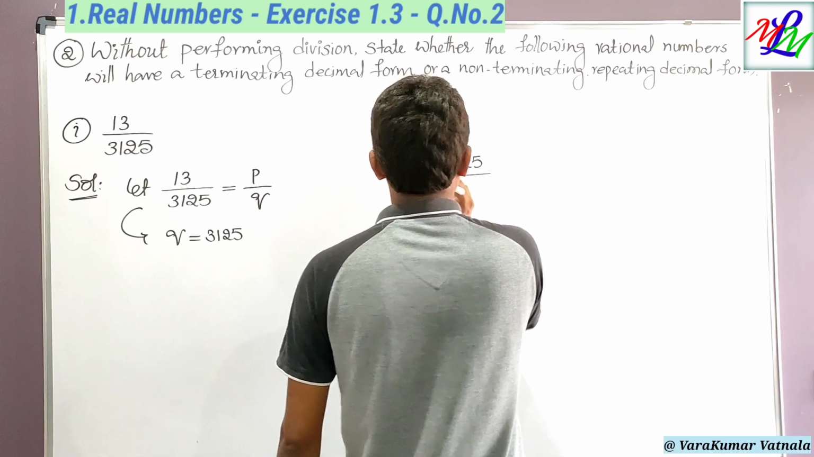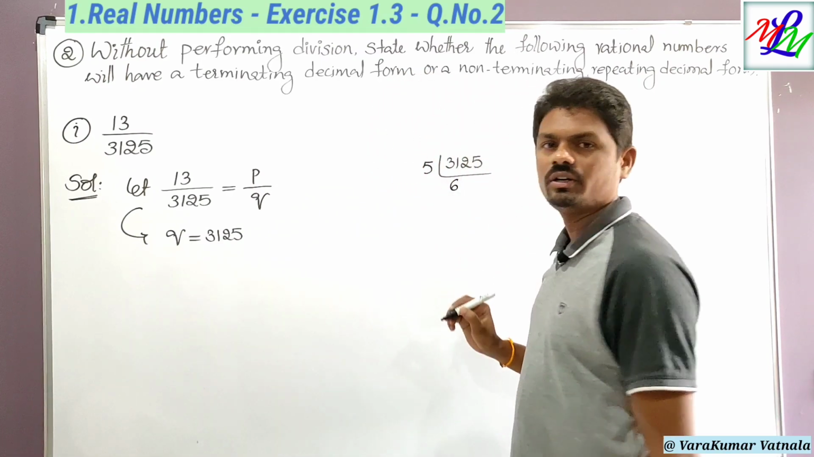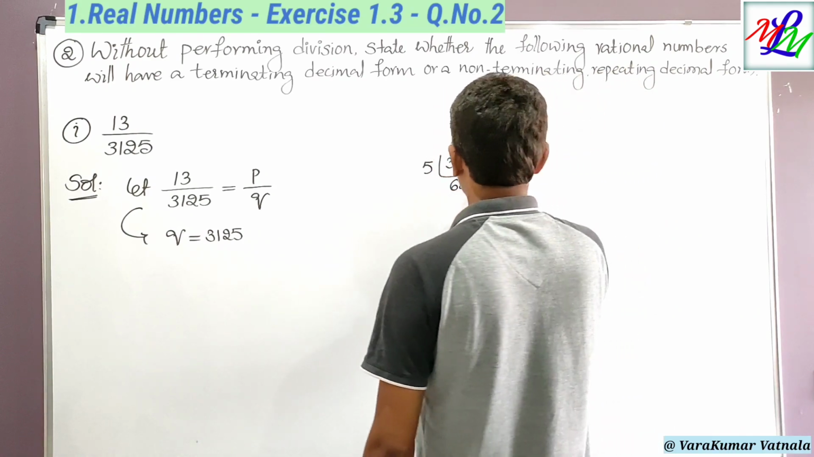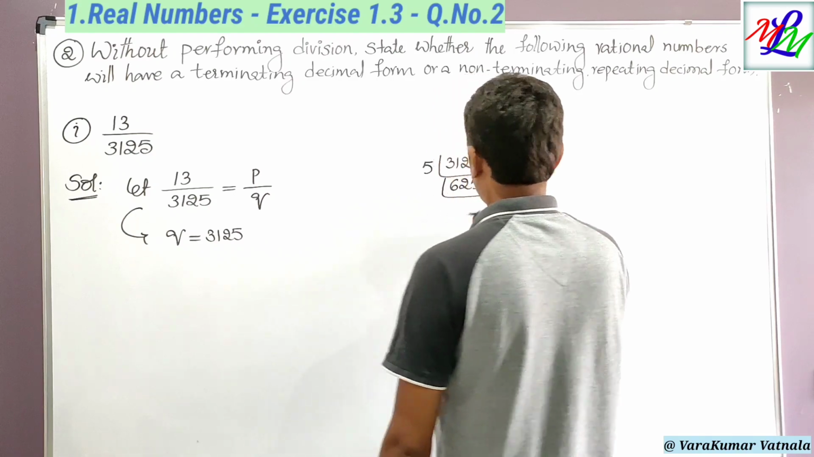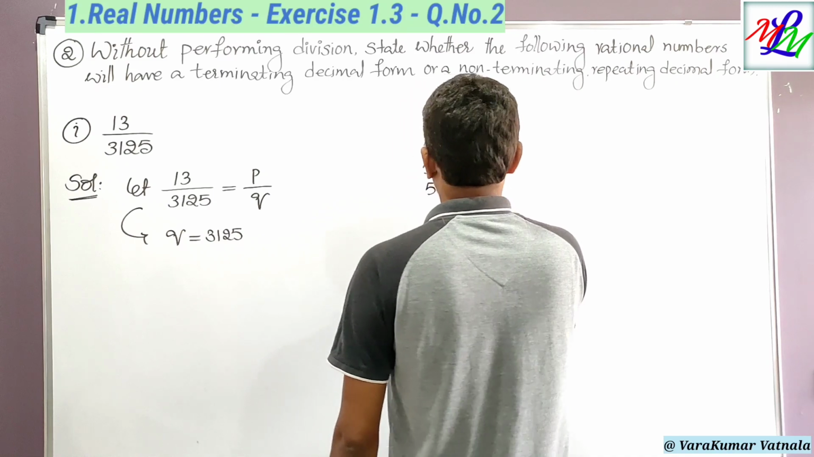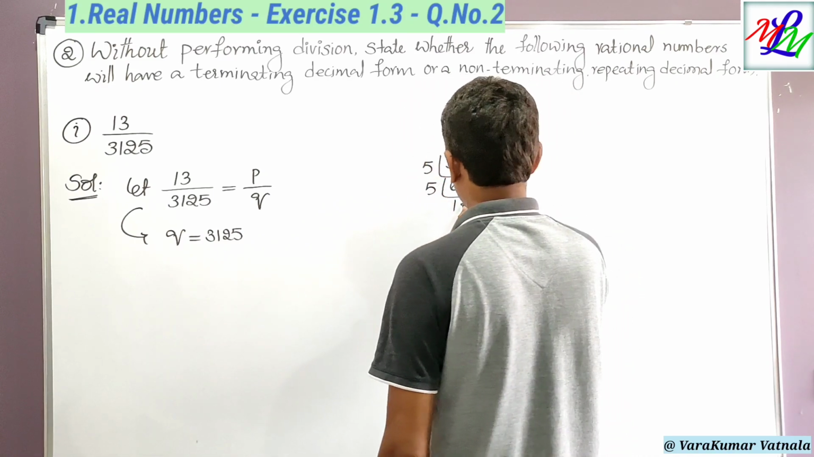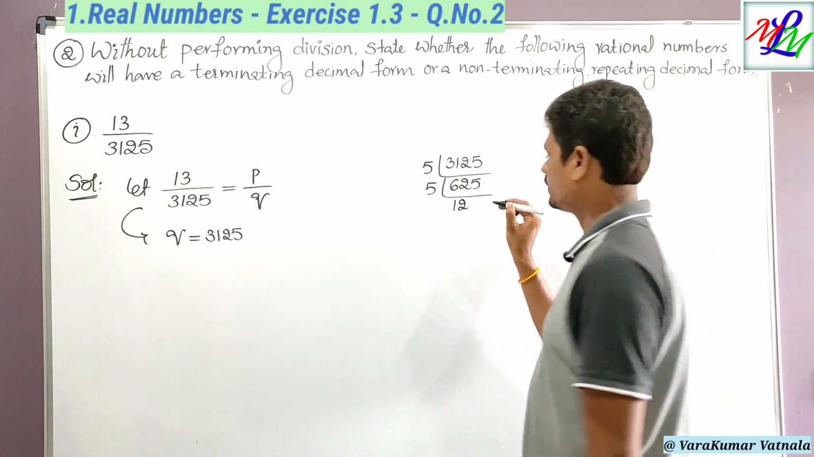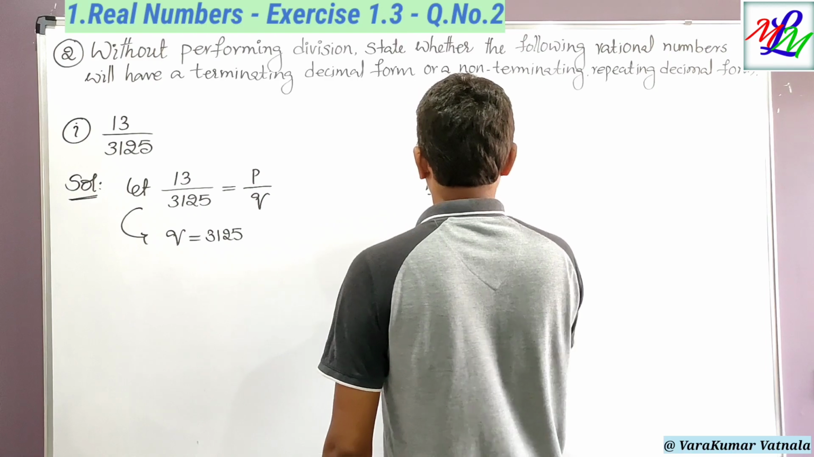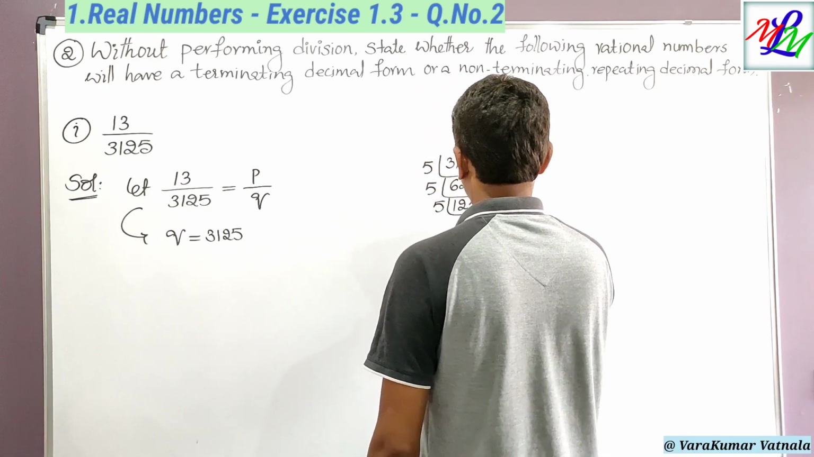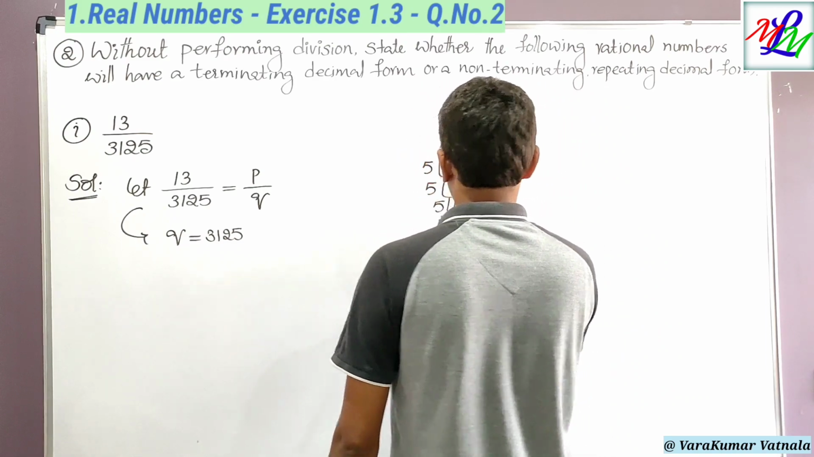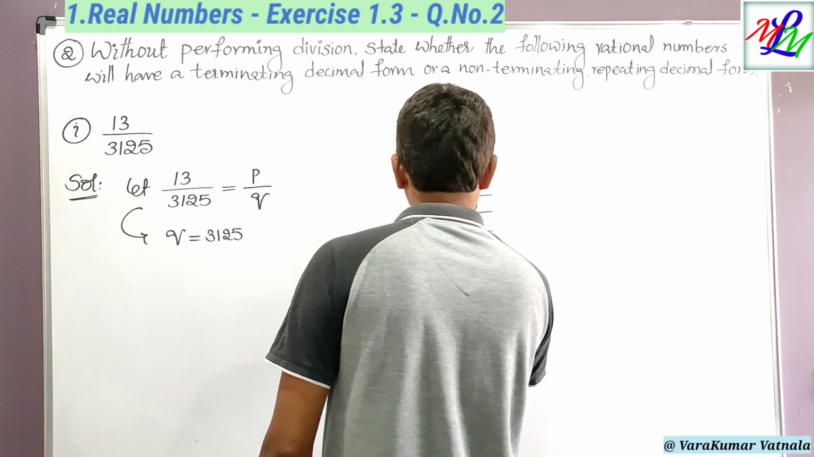So now I am dividing by 5. 5 sixes are 30, 12 is there, 5 twos are 10, and 25, 5 fives are 25. So again it is divisible by 5 only. 5 ones are 5, again 12 is there, 5 twos are 10, 25 is there, 5 fives are 25. Again it is divisible by 5 only. 5 twos are 10, 5 fives are 25. Again 25 is divisible by 5. So how can we write here?